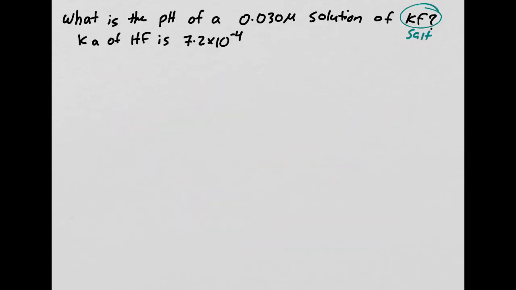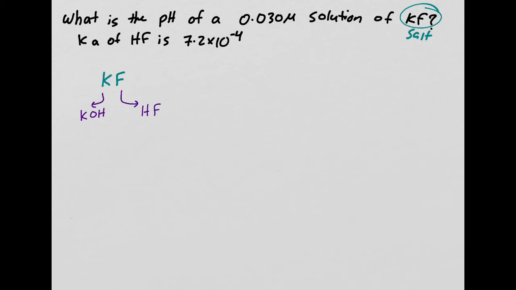So I have KF. Let's figure out what type of salt KF is. Here's KF, and we said that the first part usually comes from the base, so the K comes from KOH. And the second part usually comes from the acid, so it comes from the HF.